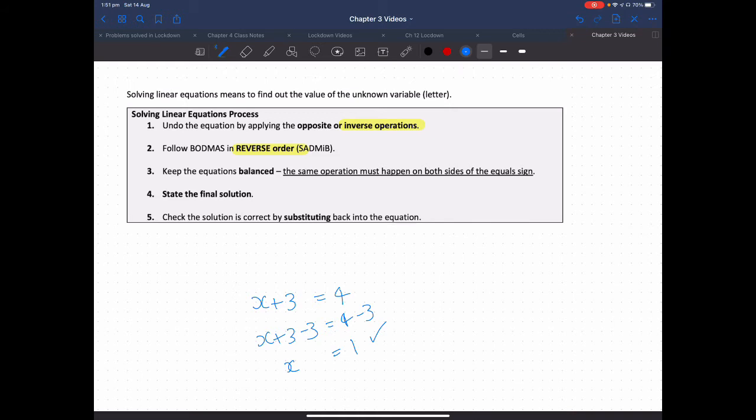Step 4 says, state the final solution. I've just done that, x equals 1. Check the solution is correct by substituting. How would I check if this is correct? I know x plus 3 is equal to 4. I have found x is equal to 1. So if I go 1 plus 3, that equals 4. So yes, 4 is equal to 4. I know what I have done is correct.